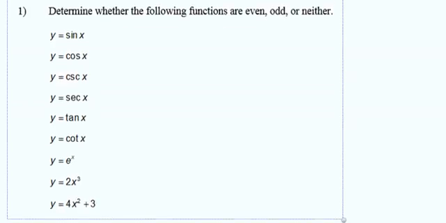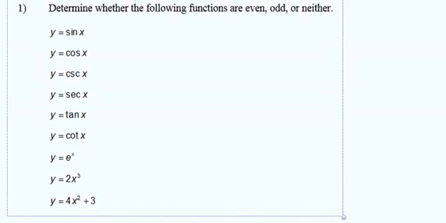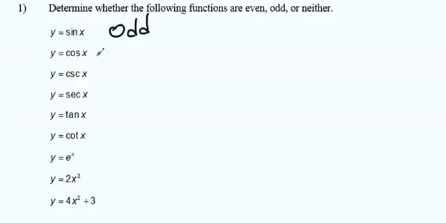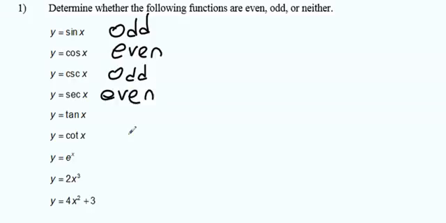Determine which of these are even, odd, or neither. The easiest is just to remember the parent functions. Since sine crosses through 0, it does have rotational symmetry, so that is odd. Cosine passes through 1, it has symmetry if you fold it over the y-axis, so that's even. Cosecant is just the reciprocal of sine, it is also odd. Secant is the reciprocal of cosine, so that is also even.